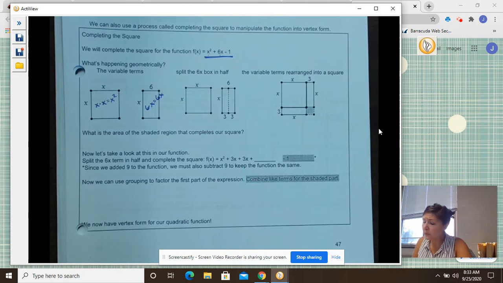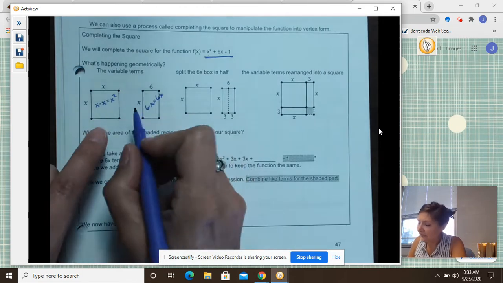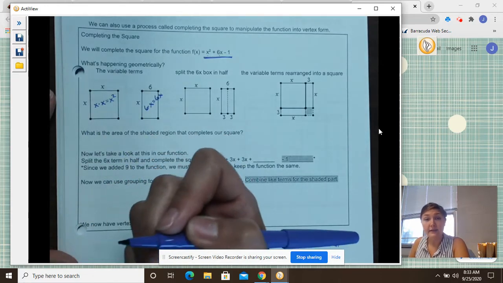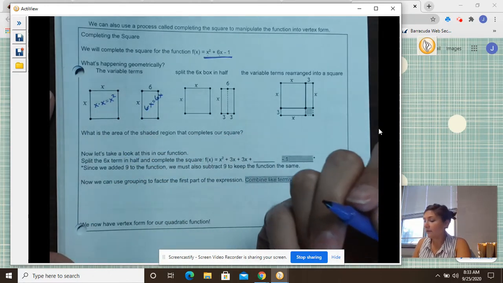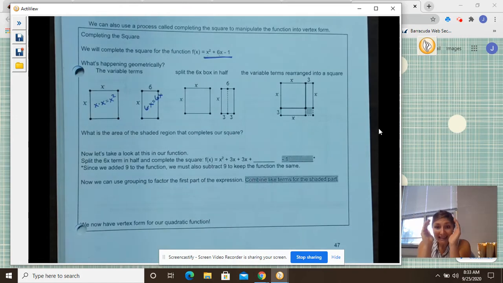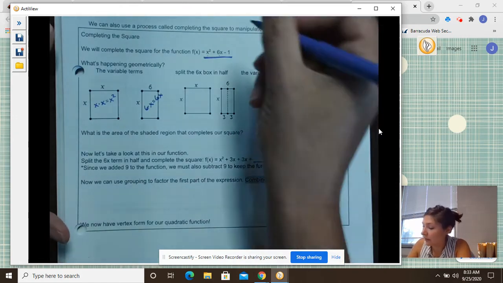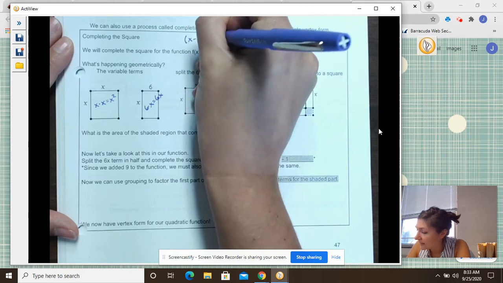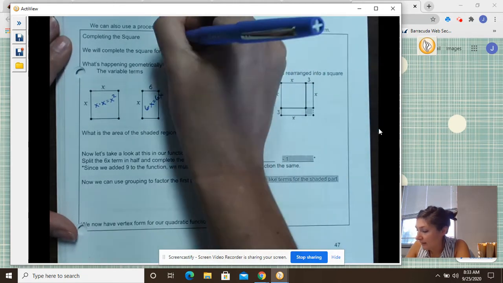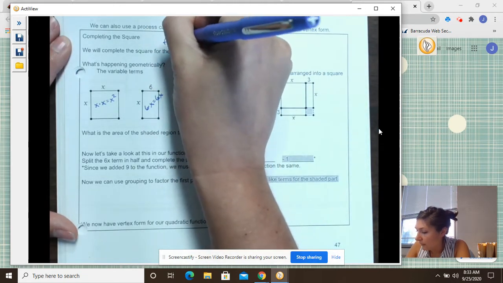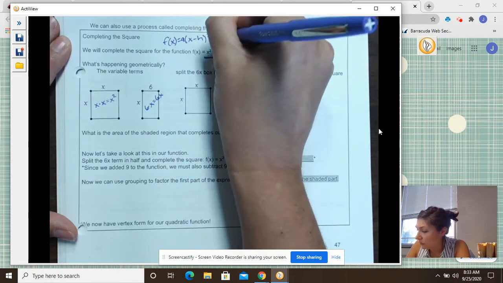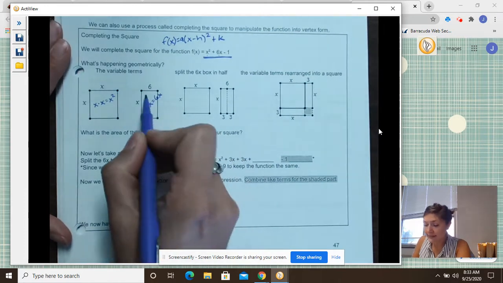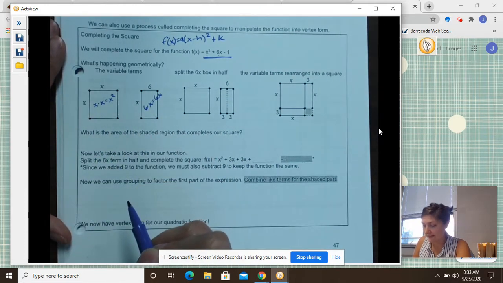Now, the problem is that if I put these two pieces together, I have a rectangle and not a square. And what we want for vertex form is something that's in parentheses and squared. Remember, for vertex form, we need something squared, right? Our goal is to have our function look like this. So we need something squared, okay? This is a rectangle, not a square, if I put those pieces together.